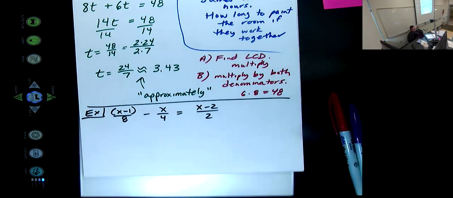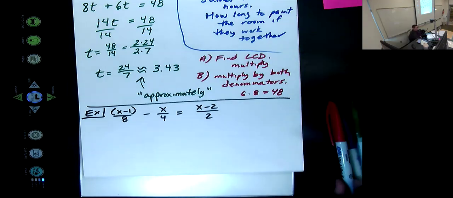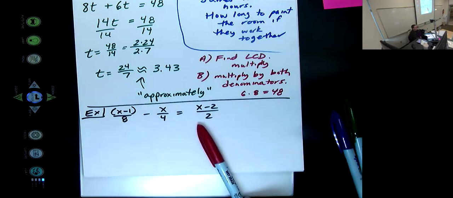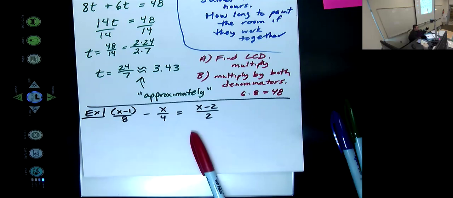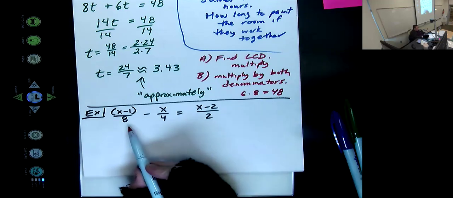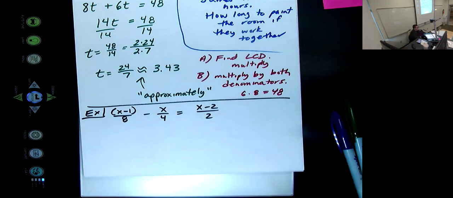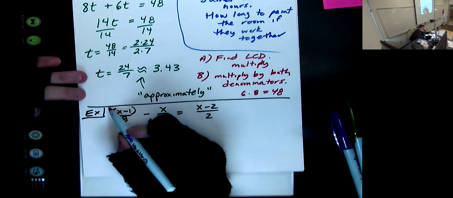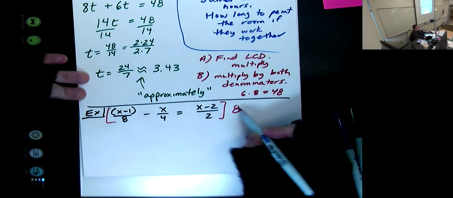All right. So I can find the LCD here and multiply through it. I could multiply by all the numbers together, but if you can recognize that all the denominators are related to one of the other denominators, you can save yourself a lot of time. Four goes evenly into eight, and two goes evenly into eight. So we could just multiply this whole thing by eight.